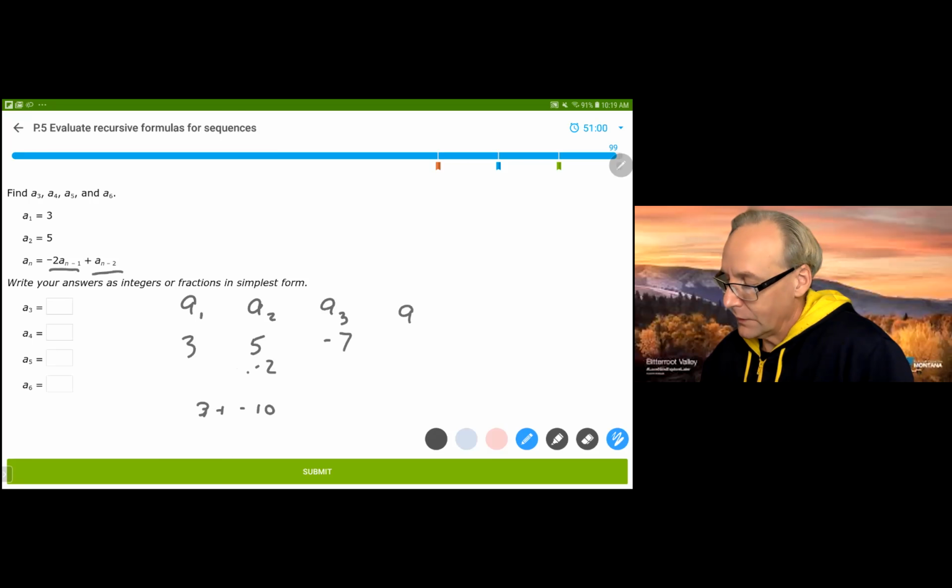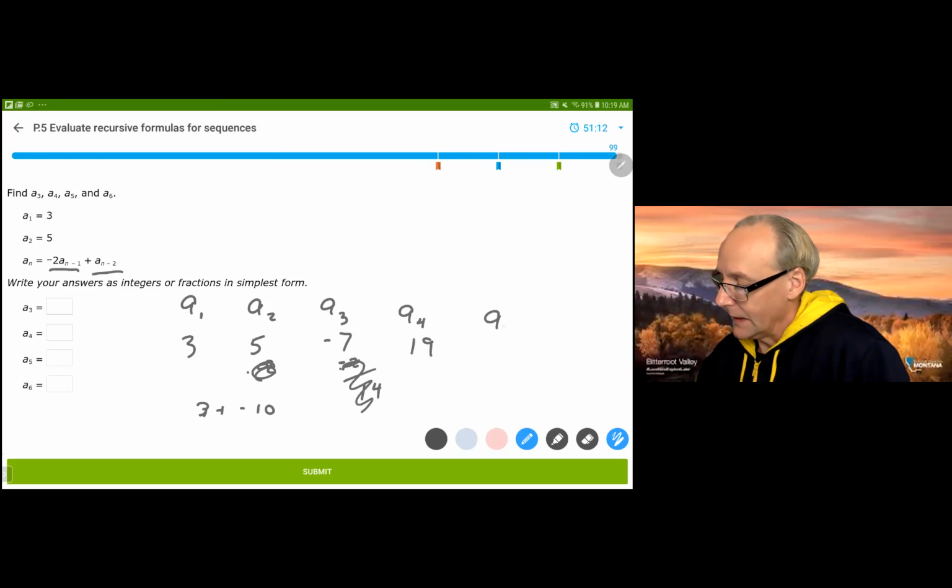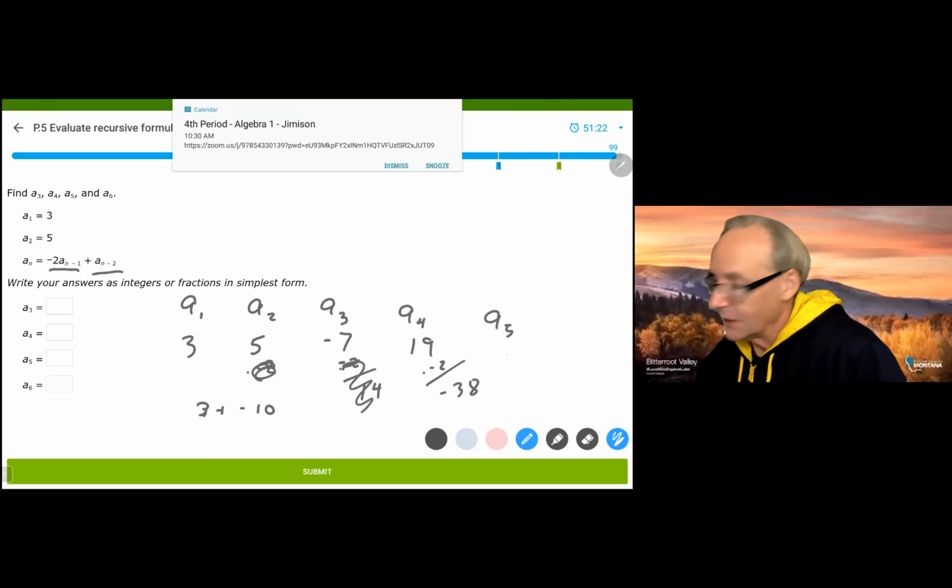Now for A4, I'm going to take the last one and multiply it by negative 2. And that's going to give me my 14. And I'm going to add it to the 5 to give me my 19. I'm going to go to A5. And I want to take the last one and multiply it by negative 2, which gives me negative 38. And I want to add my negative 7 to that. And I'm going to get negative 45, aren't I?